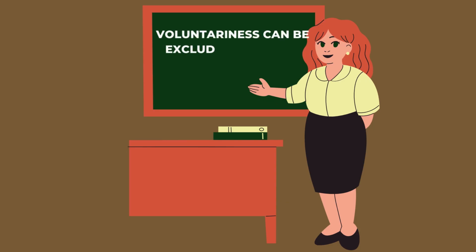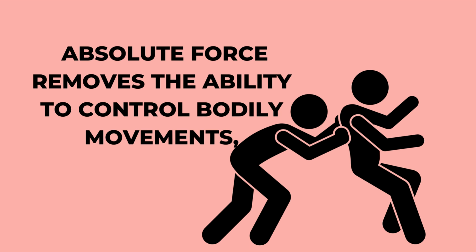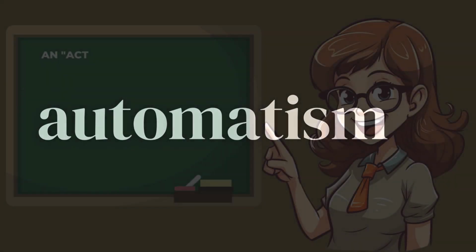Voluntariness can be excluded by force, either absolute or relative. Absolute force removes the ability to control bodily movements, while relative force involves coercion, where one can still choose to avoid injurious conduct. Now, let's talk about automatism.